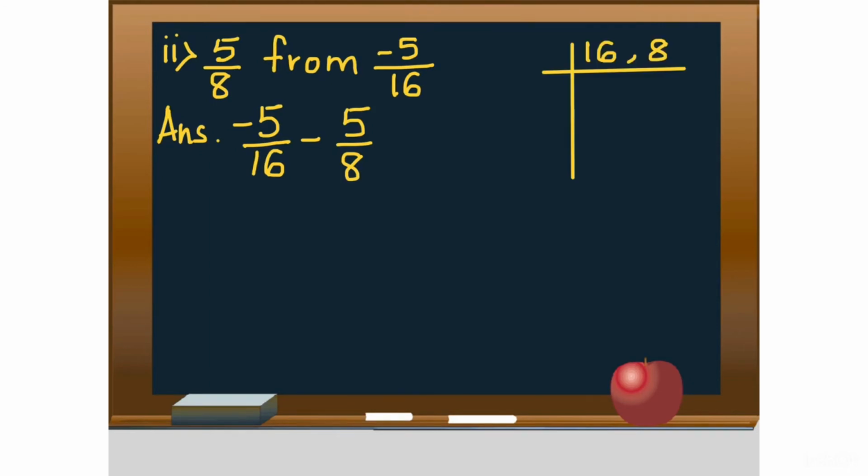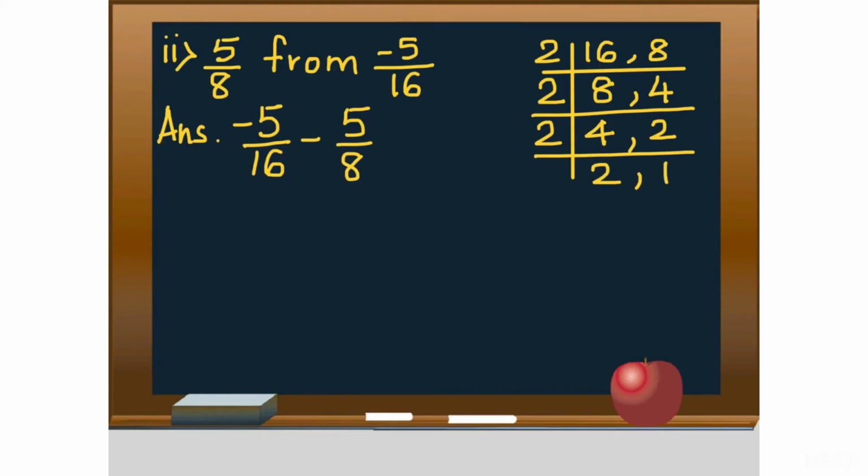Let's find the LCM of 16 and 8. Since 16 and 8 both are even numbers, we are going to divide by 2. 2 times 8 is 16, 2 times 4 is 8. Again we'll divide by 2. 2 times 4 is 8, 2 times 2 is 4. Again we'll divide by 2. 2 times 2 is 4, 2 times 1 is 2. Again we will divide by 2. 2 times 1 is 2, 1 we'll write as it is.